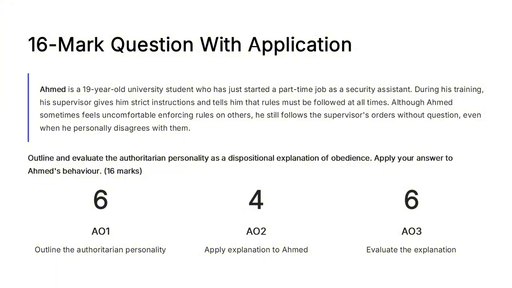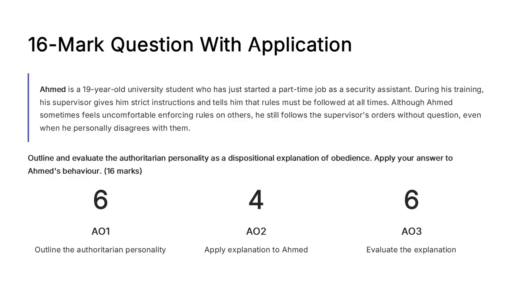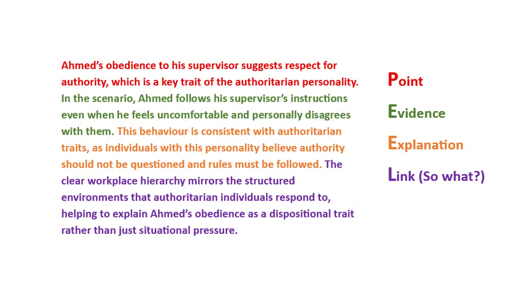So the thinking process stays the same. But now we add a third layer, the scenario. AO2 is about showing you can recognize the theory in real life. So instead of just explaining the authoritarian personality in general, you must also say something like, Ahmed's obedience to his supervisor suggests respect for authority, which is a key trait of the authoritarian personality.